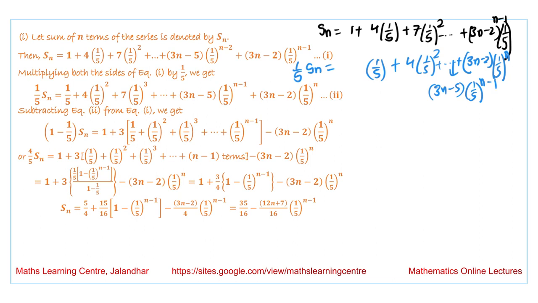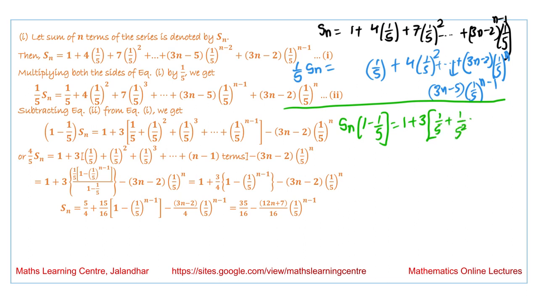Now if we subtract both these values, we will obtain Sn into 1 minus 1 by 5 that is equal to 1 plus 3 into 1 by 5 plus 1 by 5 square, and so on up to plus 1 by 5 raised to the power n minus 1, and last we have is minus 3n minus 2 into 1 by 5 raised to the power n. This value we are talking about is the last term over here.